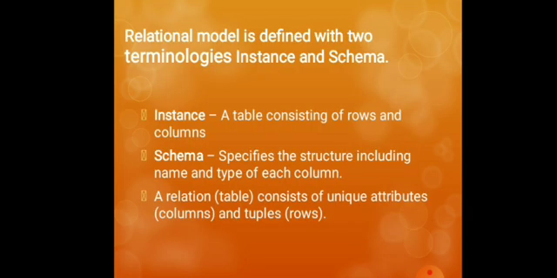Relational model is defined with two terminologies: instance and schema. What is instance? A table consisting of rows and columns. Whatever field or column we insert within a database comes in the category of row or column. Schema specifies the structure including the name and type of each column; that is called a schema. Here we want to note that a relation is a word for table, unique attributes are columns, and tuples are called rows.